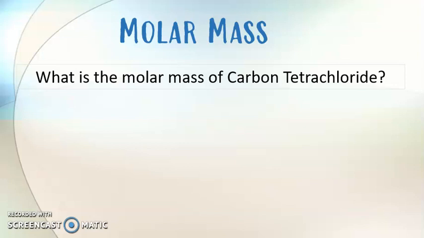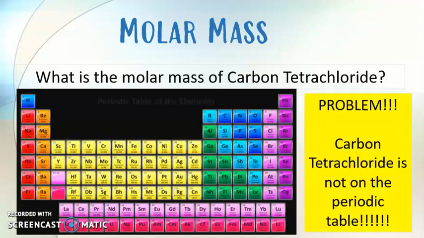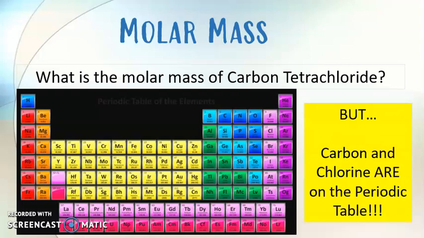Well, let's take a look at this more complicated problem now. What is the molar mass of carbon tetrachloride? Well, we have a pretty big problem. I don't know about you, but the last time that I looked at the periodic table, I didn't see carbon tetrachloride in any single tile. So what do we do? Well, it's important to note that carbon tetrachloride is just made of carbon and chlorine, and both of those are found on the periodic table. So maybe I can find the molar mass by using a little bit of math.